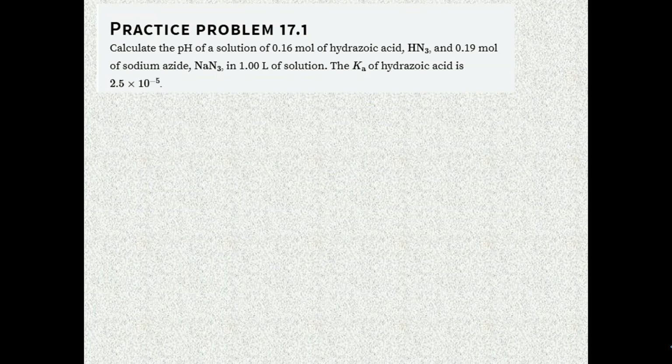So calculate the pH of a solution that is made from 0.16 moles of hydrazoic acid. Hydrazoic acid is a very strange thing because we've just put 3 nitrogens together and stuck 1 hydrogen on them, as opposed to 1 nitrogen and 3 hydrogens. And I'm going to put in 0.19 moles of sodium azide.